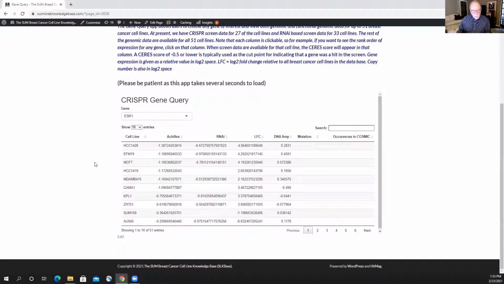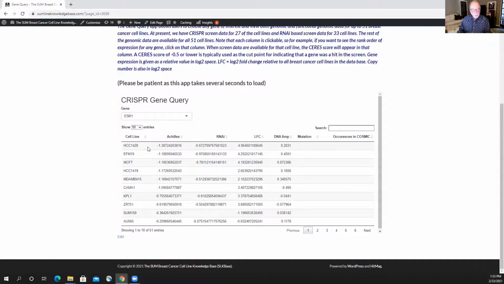Now, when this comes up, it will come up rank ordered by the so-called Achilles score. So that's that CERES score I was telling you about. So the idea here is that the cell lines here are rank ordered by most essential for the estrogen receptor to least essential. And we used as a starting point the CRISPR data to do that.